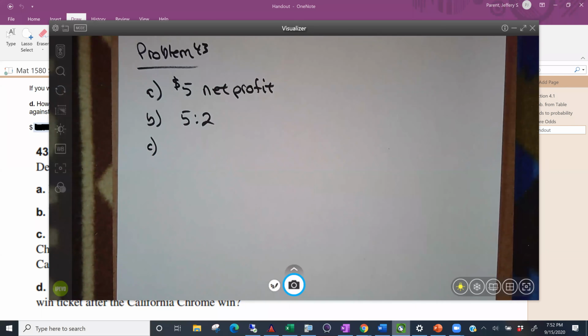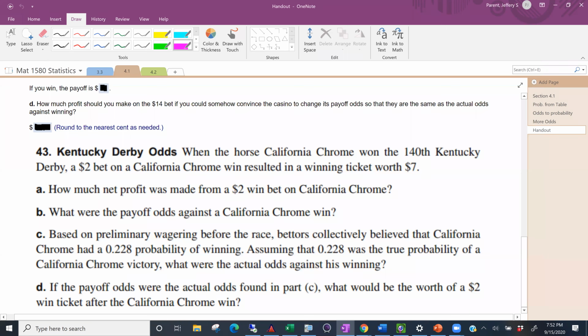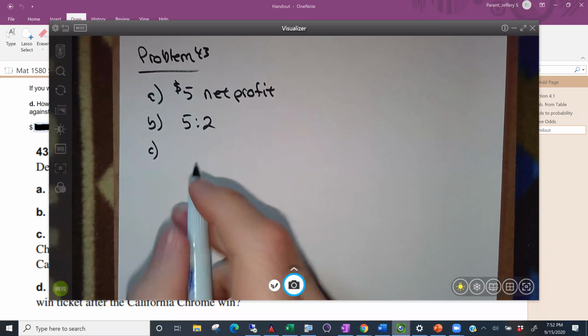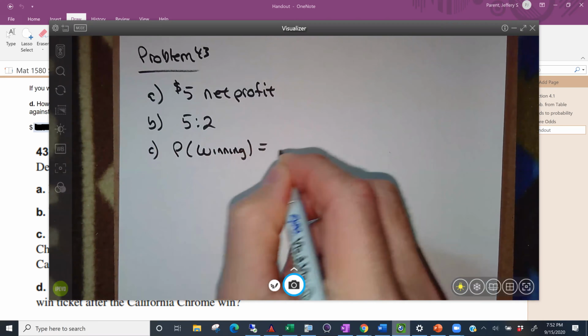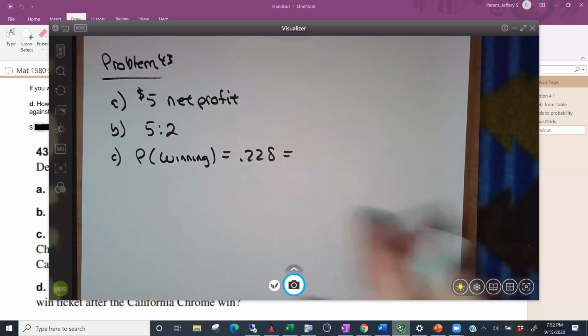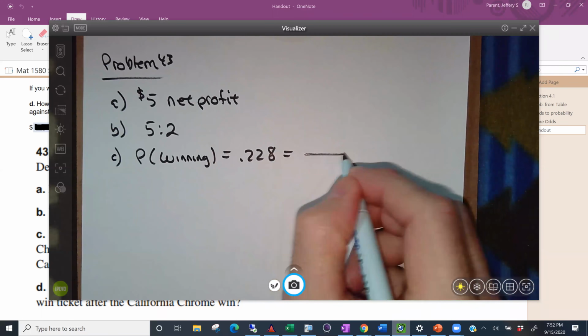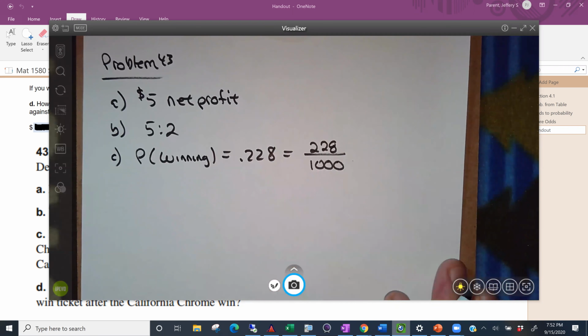Now, let's look at the next one. According to the pre-race wagering, bettors collectively believed that California Chrome had a 0.228 probability of winning. So let me help you out with that. Probability of winning was 0.228. Let me think of that in a different way. That's 228 over 1,000.